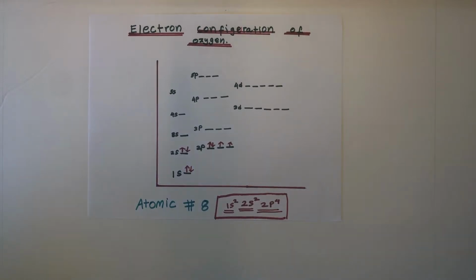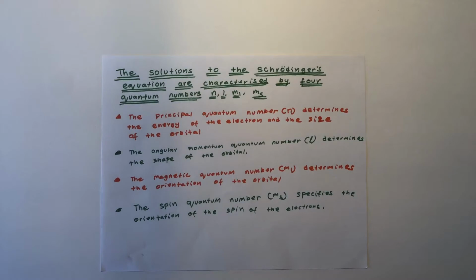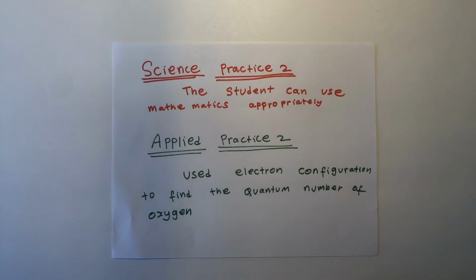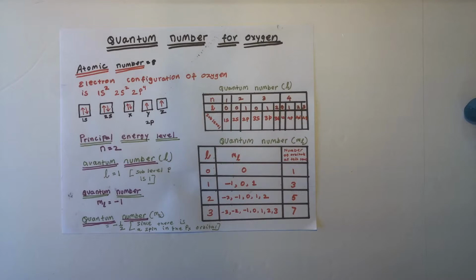The solutions to Schrödinger's equation are characterized by 4 quantum numbers. Now I'm going to find the quantum numbers of oxygen, which will satisfy my science practice 2 and my learning objective, distribution of electrons in an atom. We know that oxygen has an atomic number of 8, so its electron configuration is 1s squared, 2s squared, and 2p to the power 4. It fills up 2 energy levels.